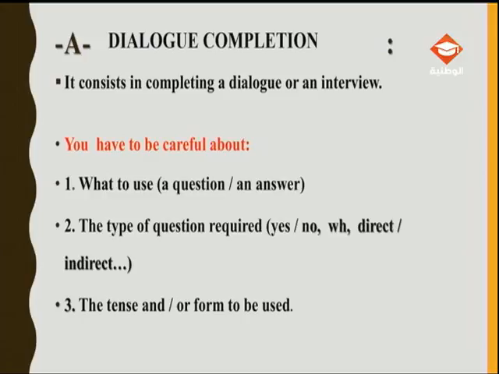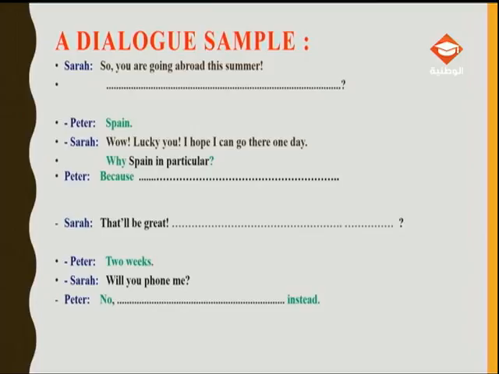Let's try it. Here we have a dialogue sample. It's a dialogue between Sarah and Peter. The words written in green are the hints that are going to lead you to the right answer. The dialogue starts with Sarah. She says, "So, you are going abroad this summer?" Then we have a blank and a question mark. What about Peter? Peter says, "Spain." Then we understand that Sarah is going to ask about Peter's destination. He's going to Spain.